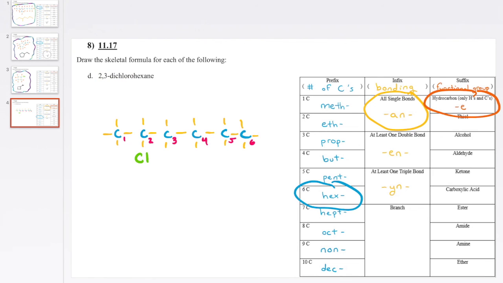And on carbon 3, you'll have another chlorine, right? We're adding 2 chlorines, dichloro. So on carbon 3, another chlorine. And again, you could have put this chlorine going on the top of this molecule. It would have been the same molecule. So that takes care of our 2 chlorine branches, and the rest, because this is a hydrocarbon, is just going to be hydrogen. So we can fill those in like so.